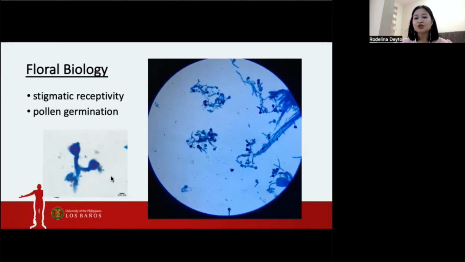So the number of germinated pollen is counted divided by the total number of pollen grains multiplied by 100. So germinated pollen are those pollen with pollen tube.